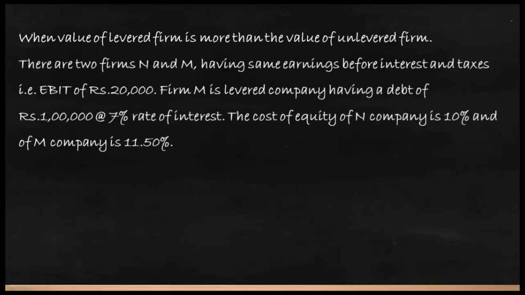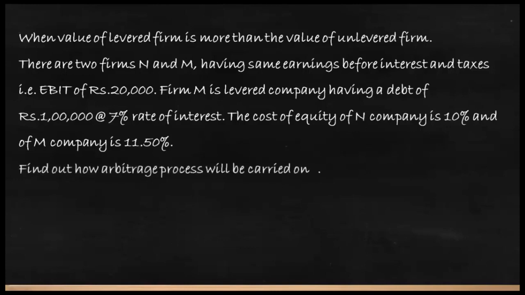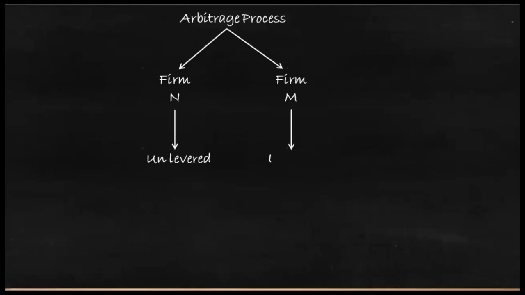We'll take this example. There are two firms N and M having the same earnings before interest and tax, that is EBIT, of rupees 20,000. Firm M is a levered company having a debt of rupees 1 lakh at 7% rate of interest. The cost of equity of N company is 10% and of M company is 11.5%. Find out how the arbitrage process will be carried on. In the given example, we have firm N which is unlevered and firm M which is a levered firm which has debt content to the extent of 1 lakh at 7%.